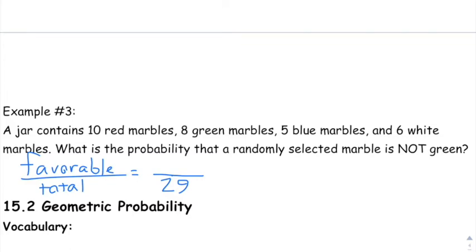So then the probability that they are not green. So we need to look at all of the ones that are not green. So you have 10, you have 5, and then you have 6 right there. So that is 21 total that are not green. So we call that our favorable. So that's your probability: 21 out of the 29 marbles are not green. That's about 0.724, or you could say about 72.4%.